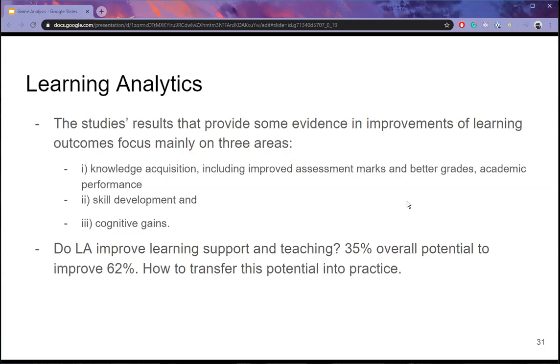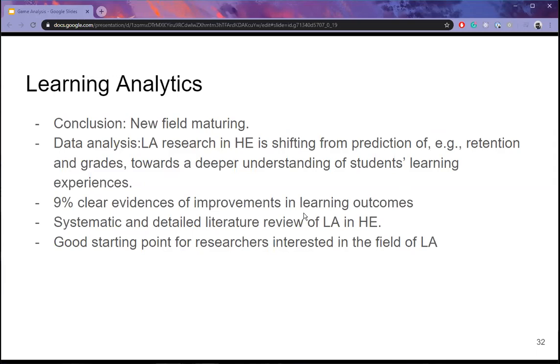Do learning analytics improve learning support and teaching? Only 35% they classified as yes, but they see an overall potential to improve to 62%. So what should transfer this potential into practice? Can you go to the next one? This is an open question.